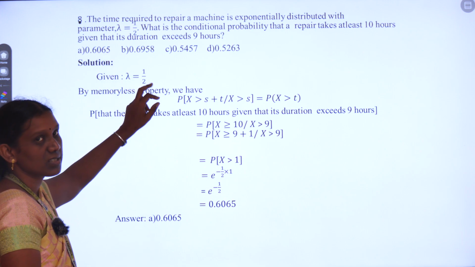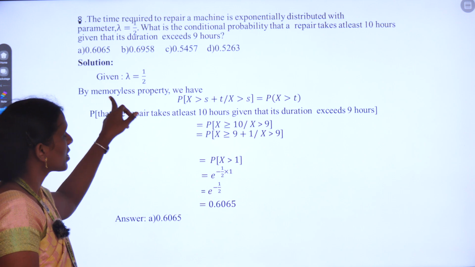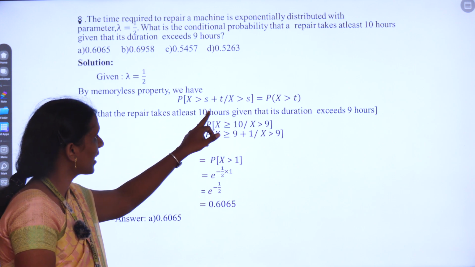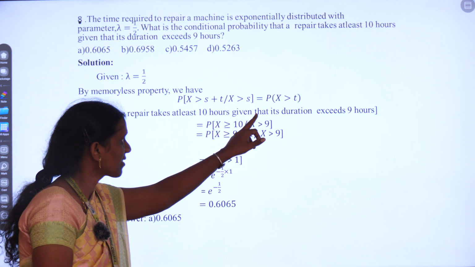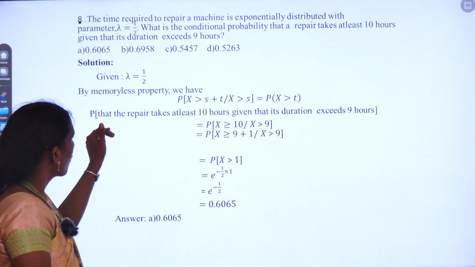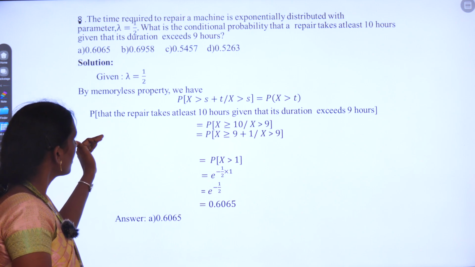So given lambda is given directly to be 1 by 2. We know the memoryless property, as we have already discussed: probability of x greater than s plus t given x greater than s is equal to probability of x greater than t. So we are going to use the memoryless property here.